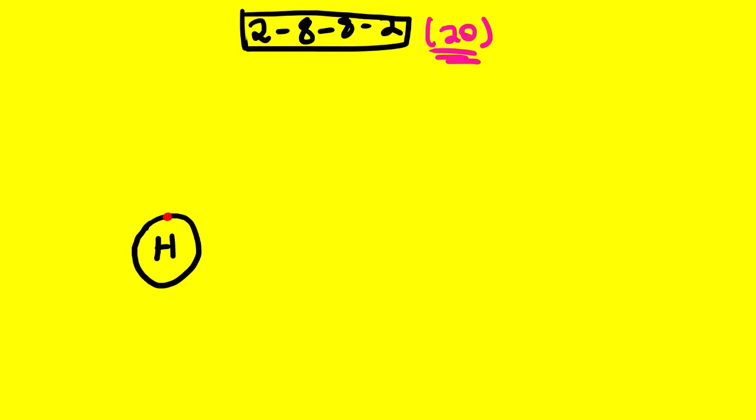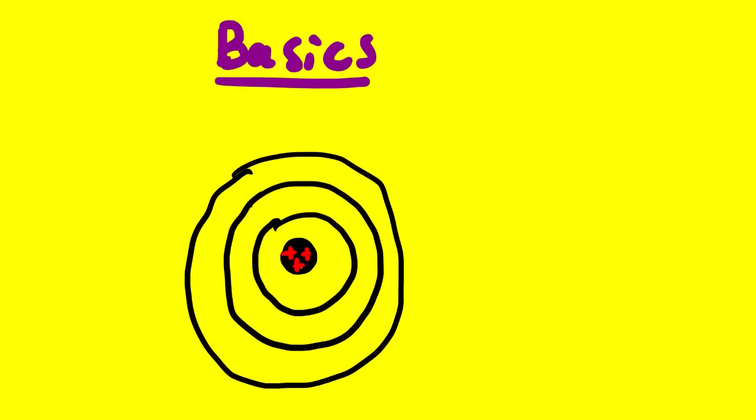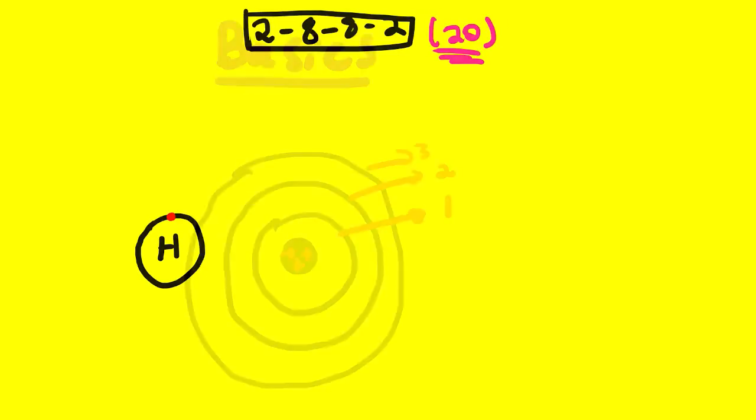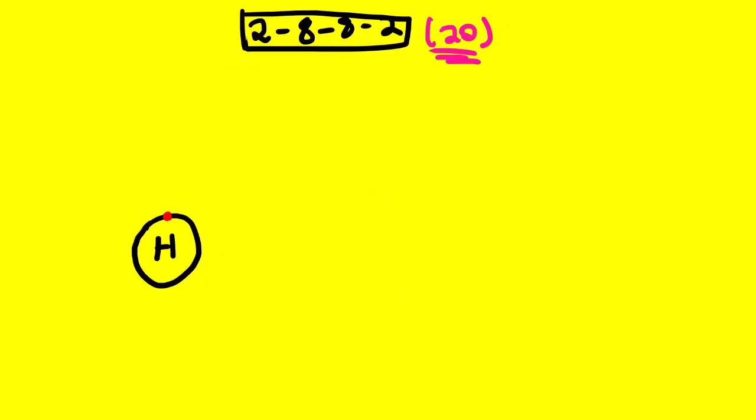And then, by the way, we refer to this as the first energy level. This is the second, this is the third, and so forth. So hydrogen only has 1 electron on the first energy level.